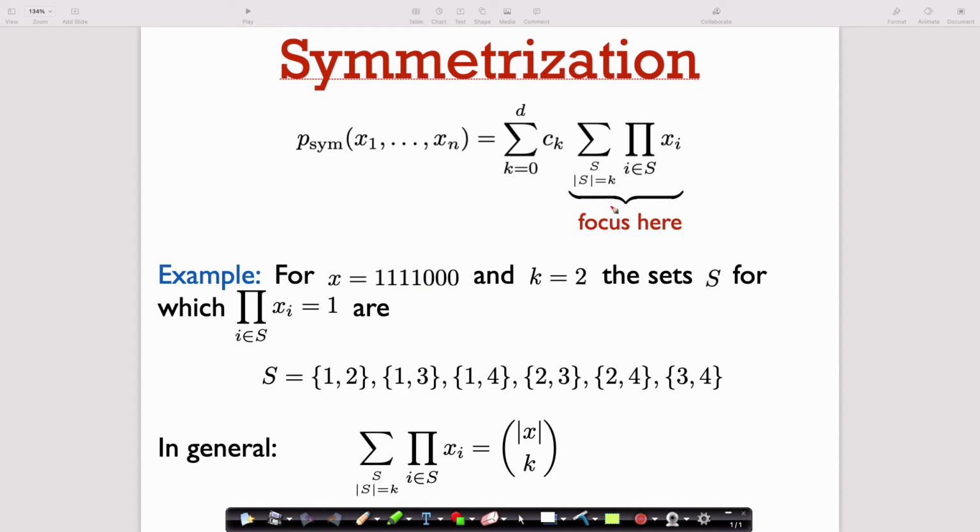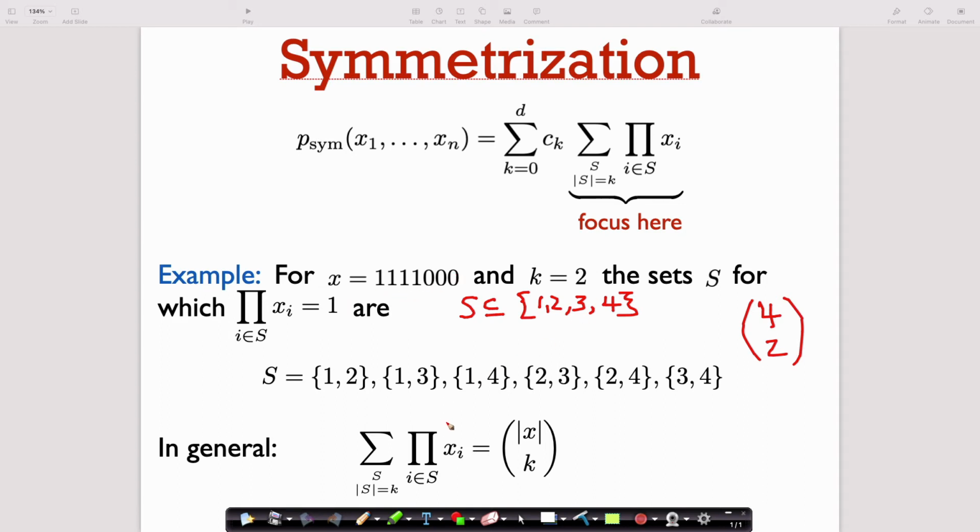Okay, so that's going to be the case if S is a subset of the locations where X is 1, right? So if S is a subset of {1, 2, 3, 4}. Okay, so these are all the sets of size 2 that are subsets of {1, 2, 3, 4}. In particular, the number of such sets is just 4 choose 2. So this term here is just going to evaluate, for this particular X, to 4 choose 2. Okay, and that's going to be true for any X of Hamming weight 4.